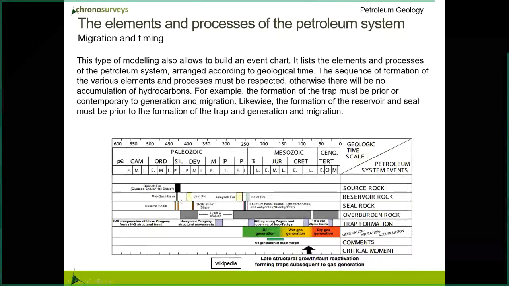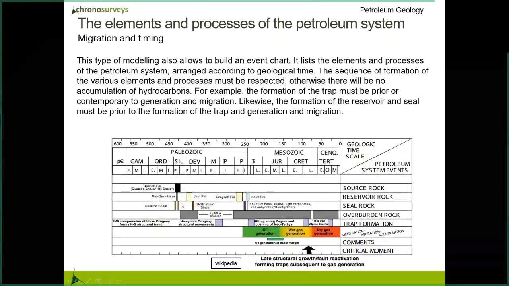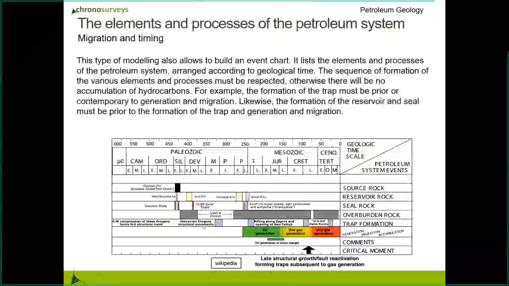And this is the typical chart that petroleum geologists produce, where they plot the several elements and the processes of a petroleum system to understand exactly when and how hydrocarbons were generated, were migrating, and eventually accumulated.